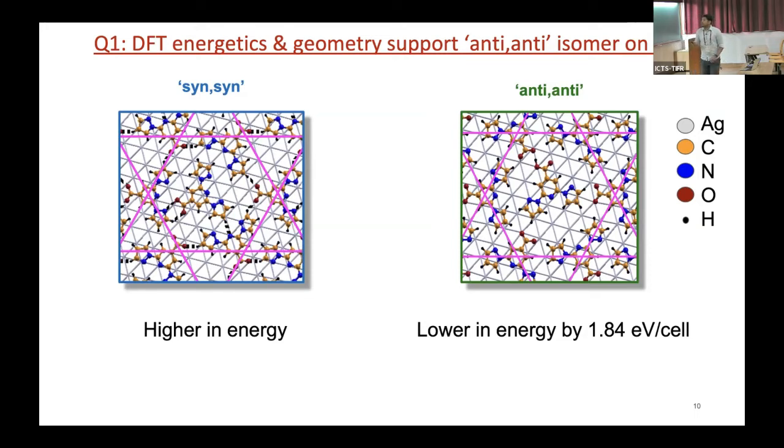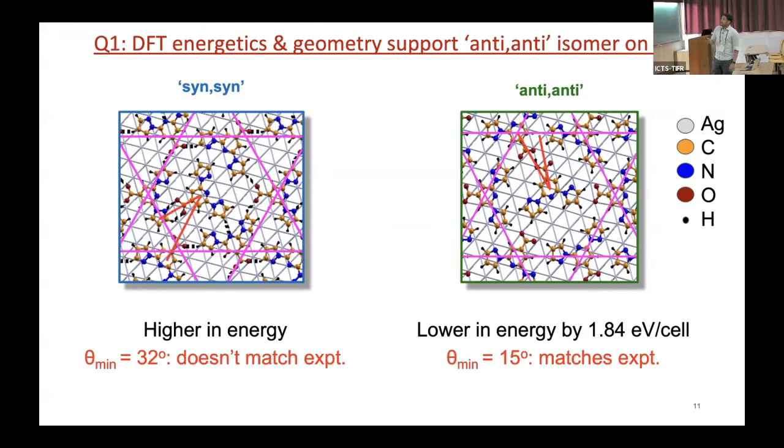And one more interesting thing we can look at: the guest molecules of the anti-anti isomer have a 15-degree angle compared to the nearest host head group, whereas for the syn-syn isomer, the guest molecules have an angle of around 32 degrees. And with experiment, our collaborators have found the angle of the guest and host head groups to be around 15 degrees.